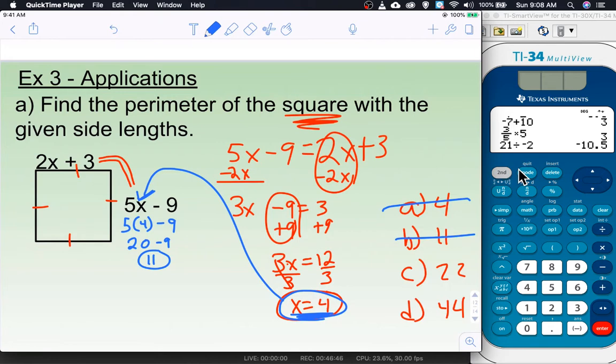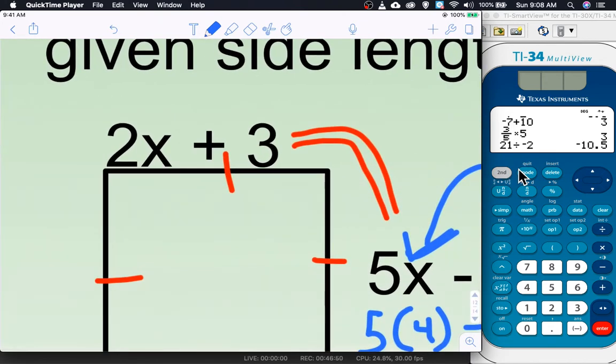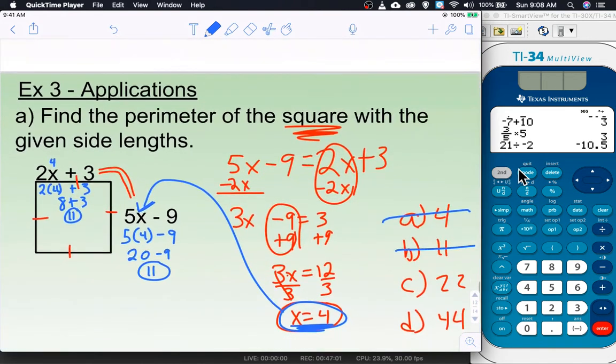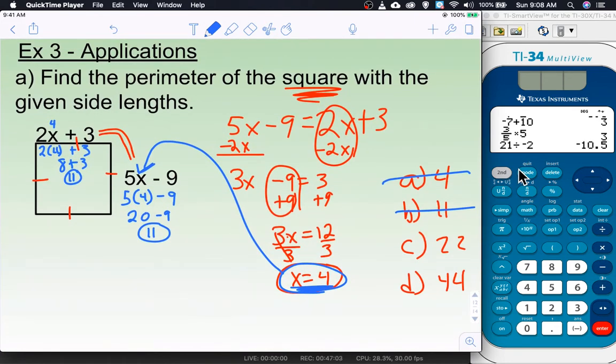Each side of the square is 11. And if I would have plugged in 4 for this x, here, 2 times 4 plus 3, 2 times 4 is 8, plus 3, again, is also 11. That's just how big the square is. So, what's the perimeter? Well, if you add up all the sides of a square, you should get 44.